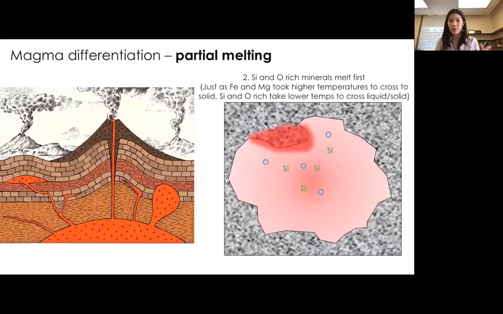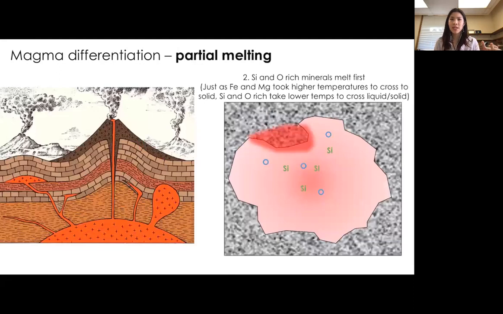And at those low temperatures, we're going to see certain minerals starting to melt out initially. At those low temperatures, the melt is mostly going to release elements of silica and oxygen. Just like it took higher temperatures for iron and magnesium to cross that line between liquid and solid, silica and oxygen are going to take lower temperatures to cross that line. So during this initial heating of the surrounding rock, as it's just starting to warm up from cool temperatures, it's going to be that silica and oxygen that are added preferentially.